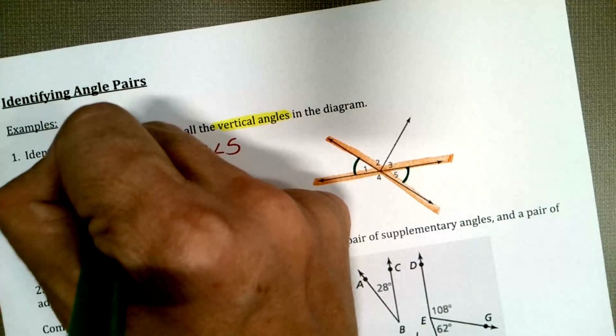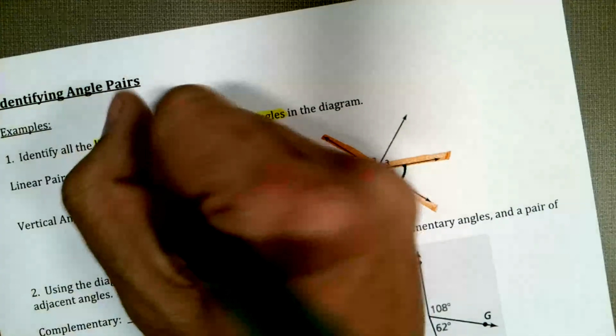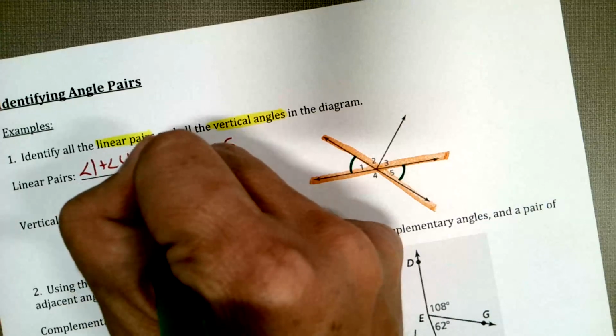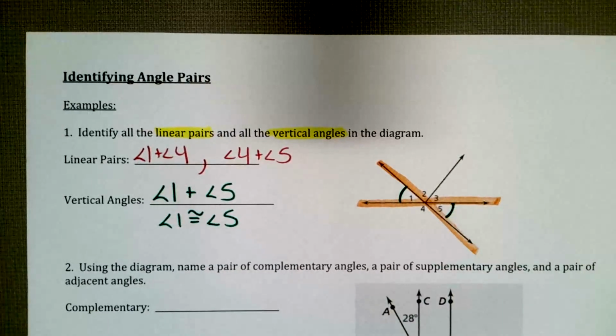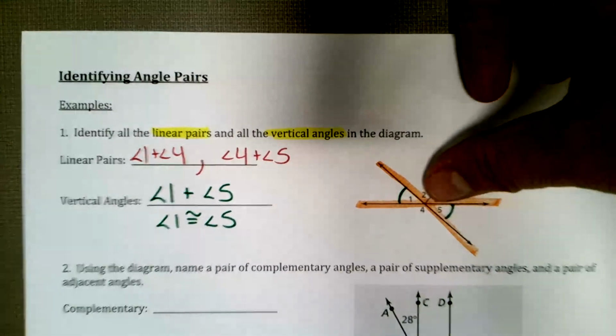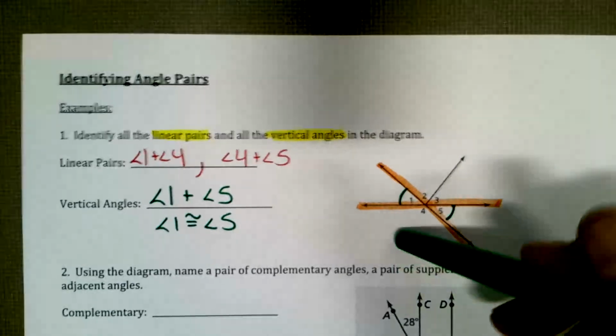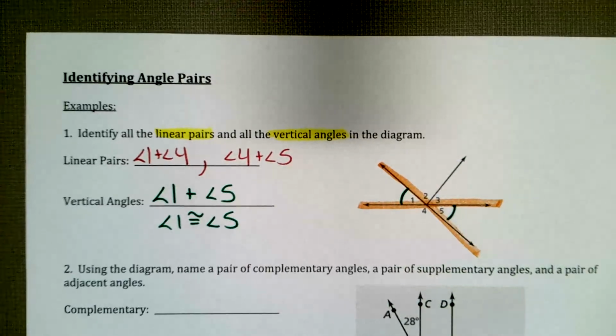So our vertical angles are angle 1 and angle 5. And we could then say that angle 1 is congruent to angle 5. If this line wasn't here, that would be another pair, but because that angle split up, we don't quite have vertical angles there.